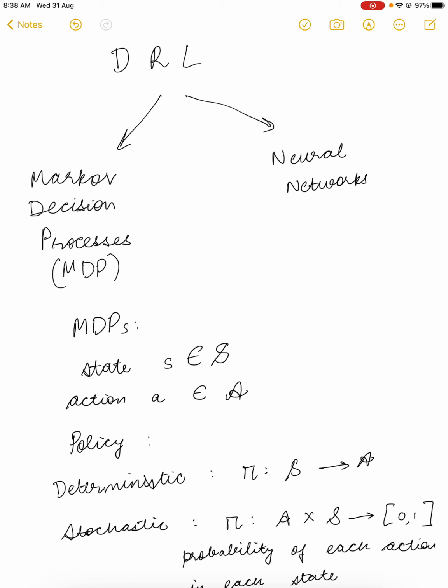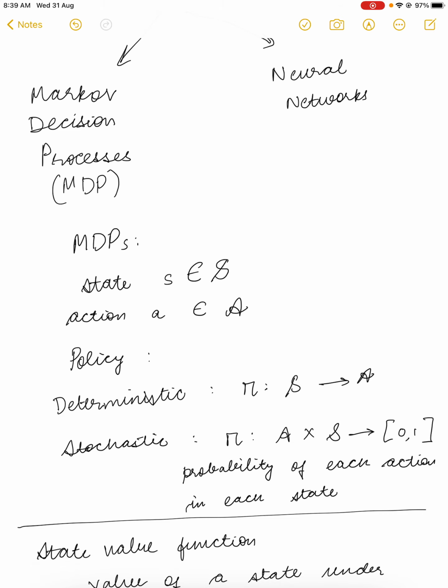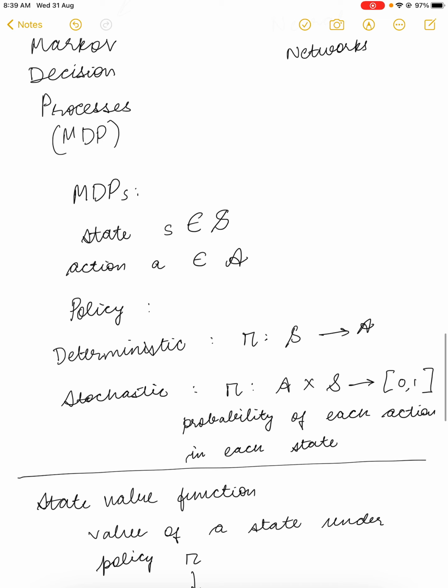There are two main constituents of deep reinforcement learning, and these are Markov decision processes and neural networks. MDPs are the model or language in which the problems solved with DRL must be expressed, and neural networks are used both to express and to find approximate solutions for these problems. In Markov decision processes, we have a state s that belongs to a set of states, and an action a that again belongs to a set of actions. And there are two types of policies. A policy can be deterministic or stochastic.